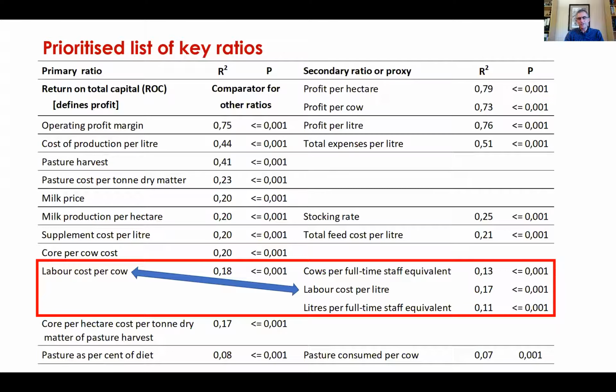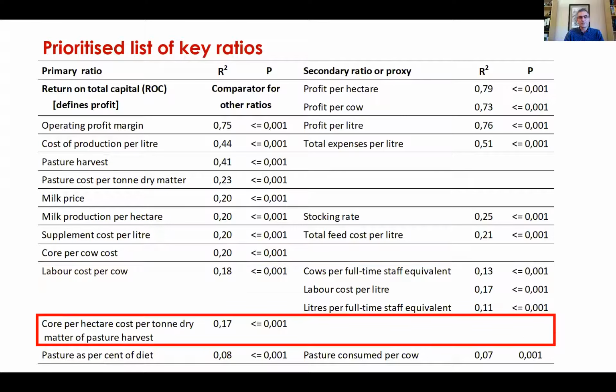So if a second labour ratio were to be monitored, then it should be selected from one of these other two ratios. Again, the causal link with cows and profit would mean that cows per full-time staff equivalent would be preferred. There is another weakness with the litre ratios, and that is that these need to be calculated based on energy-corrected milk to have this level of relevance.